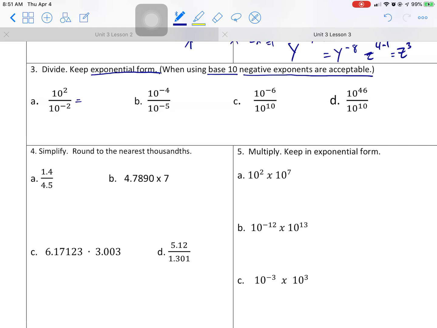So this is really 10 to the 2 minus a minus 2. We treat it just like anything else. So that's a big plus, so it ends up being 10 to the 4th power. Positive 4, okay? This is 10 to the negative 4 minus a minus 5. That is negative 4 plus 5, so that is 10 to the 1st power, right? Or 10.